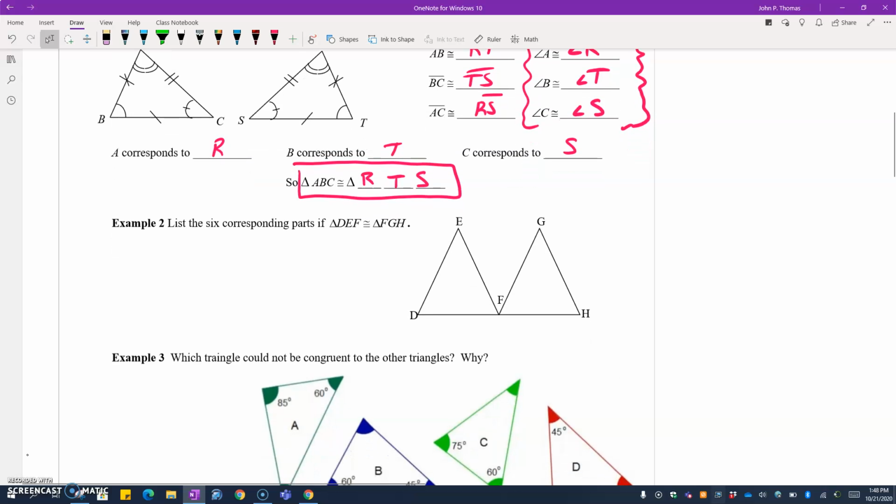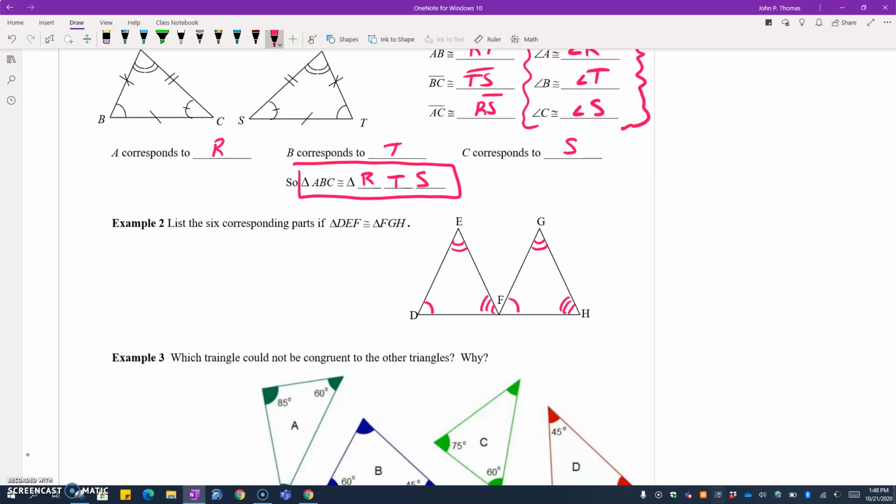In example 2, it says, list the 6 corresponding parts if triangle DEF and triangle FGH are congruent. The first thing I'm going to do is mark up the picture. In triangle DEF and triangle FGH, D and F are in the same spot, so they correspond to each other. I'll mark those. Then E and G are in the second spot, so those correspond, and I mark those. And F and H are in the third spot, so I mark those.